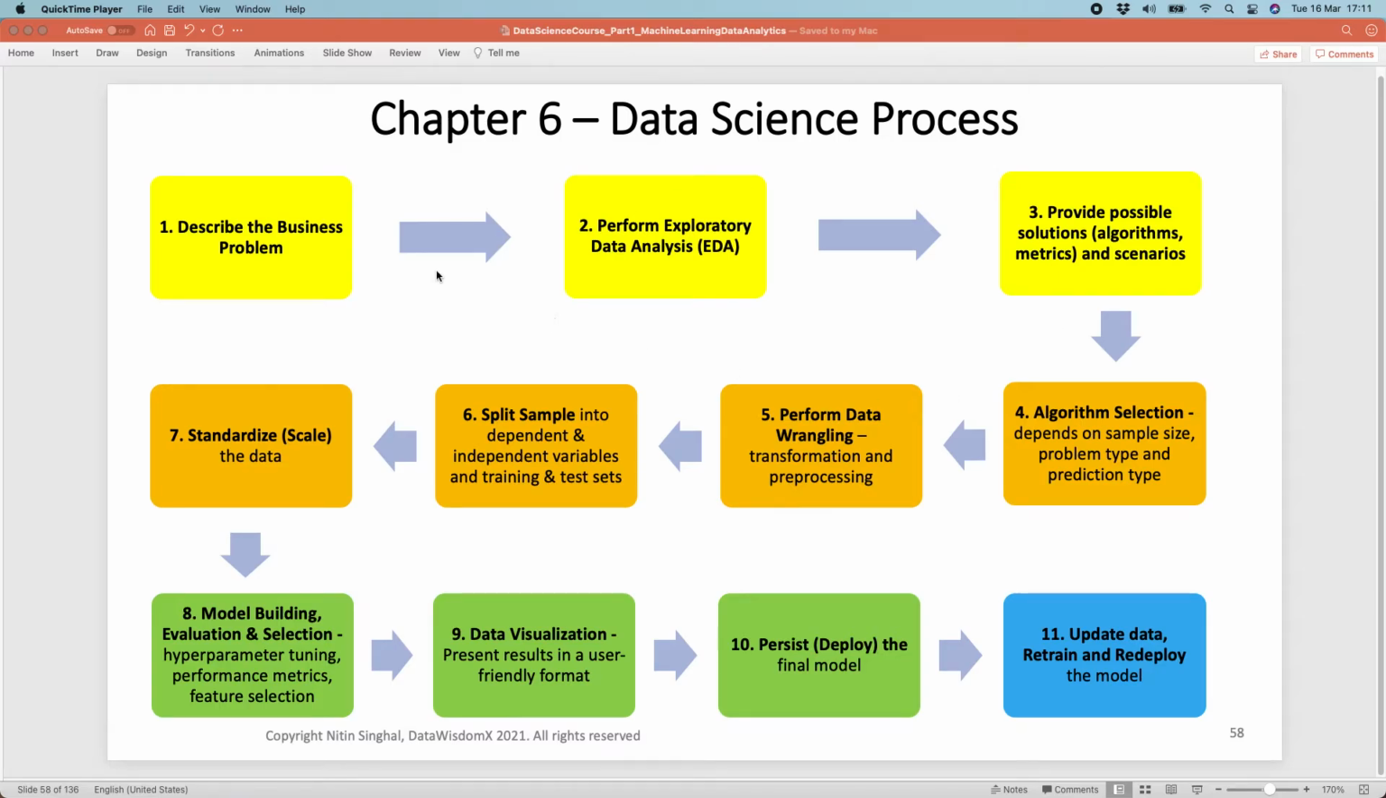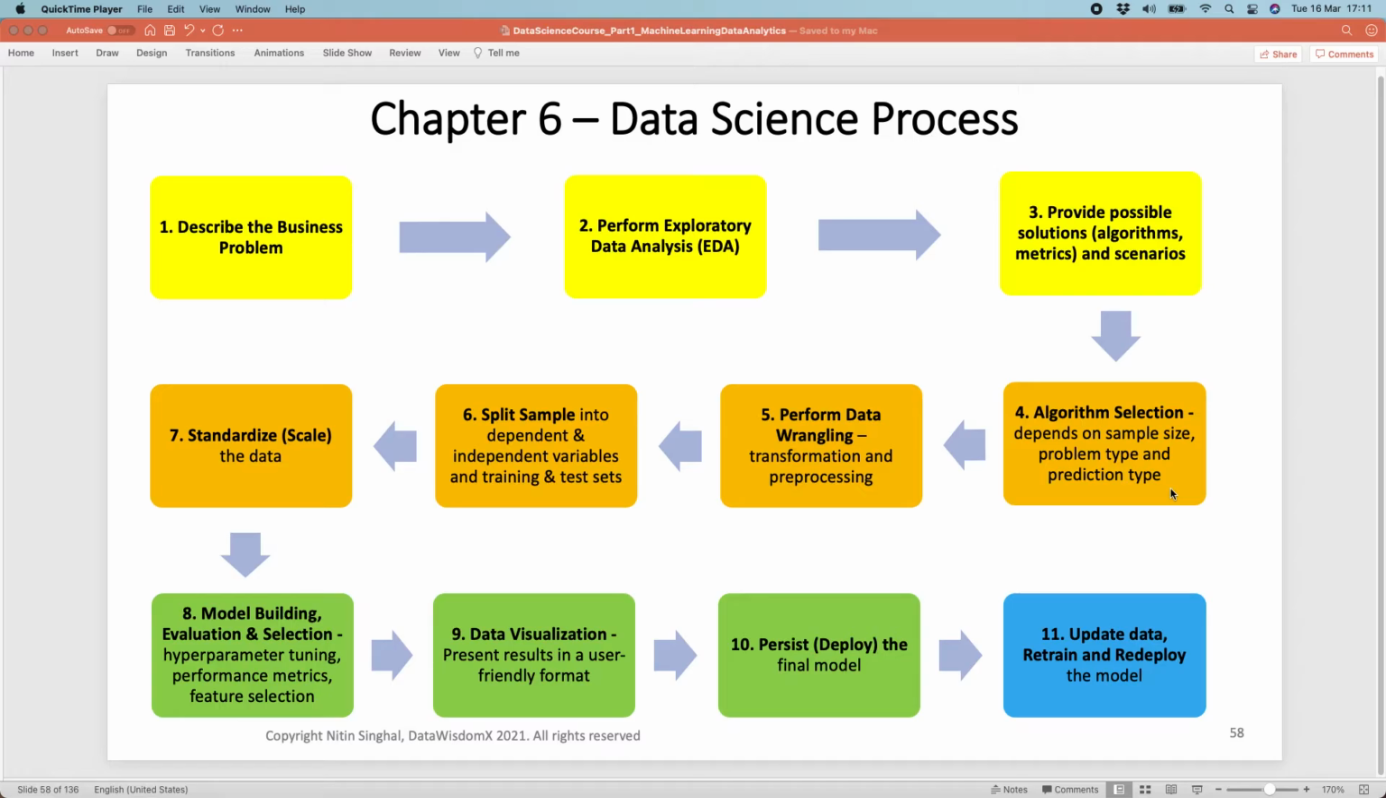Now that you've got some idea about the problem, the data, and possible solutions, you need to start doing the algorithmic process, which is selecting the algorithm and preparing the data. So in step four, you would go about selecting the algorithm which can be used for solving the data science problem, right?